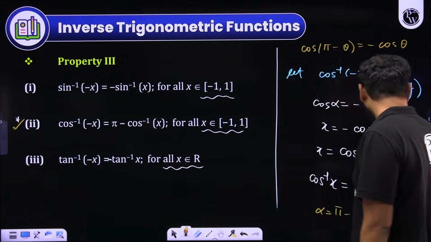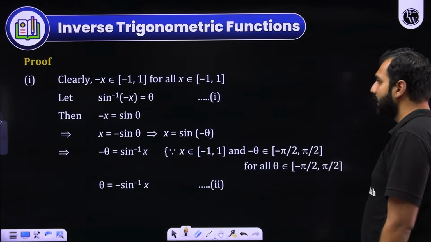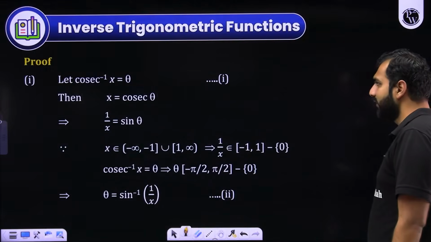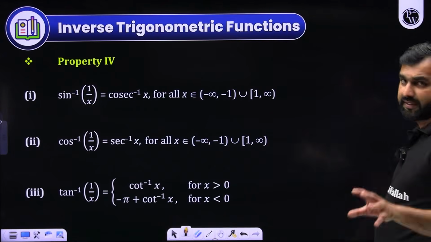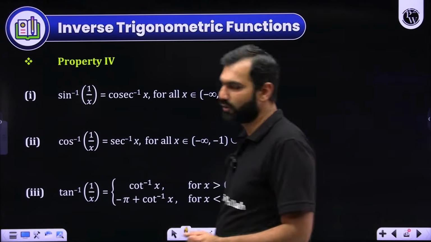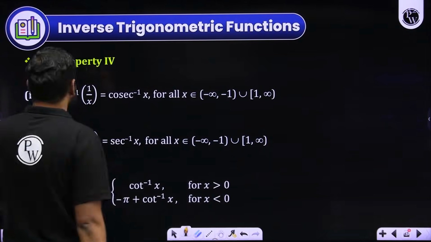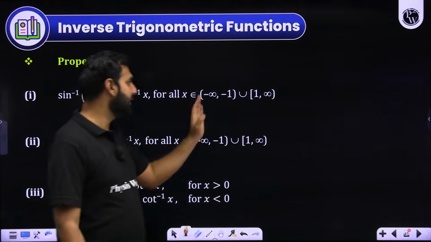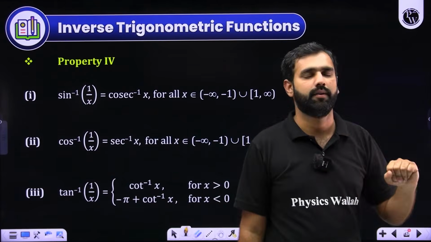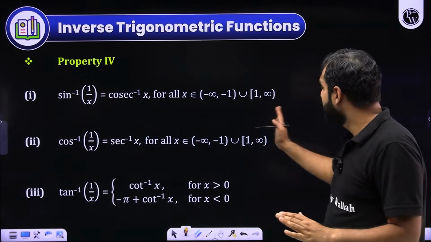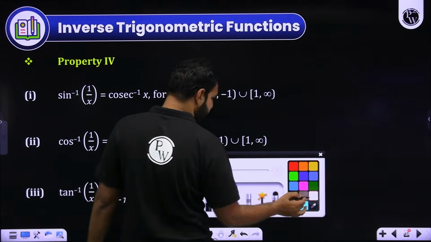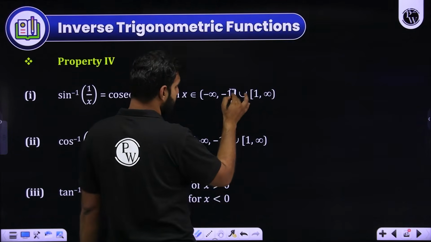Now, if you have gotten clarity on that front, this is of course the proof which we have already discussed, so we need not discuss that part. But this is another property that we need to discuss here. Sine inverse of 1 by x can be written as cosec inverse x. Here you need to understand that x should be less than minus 1 or greater than 1. Here you'll have a closed interval. Let me make that correction. This should be a closed interval.